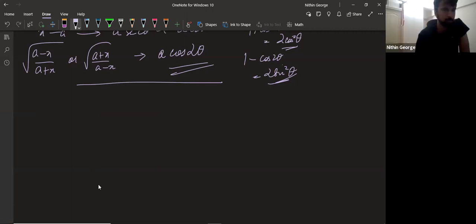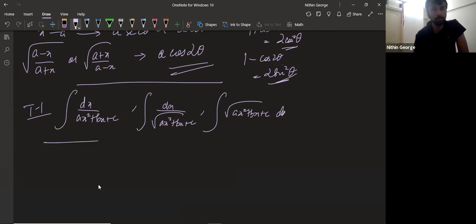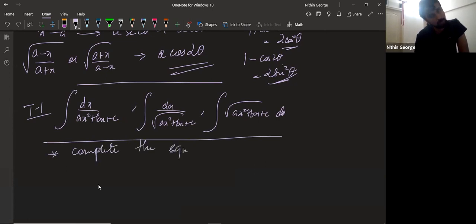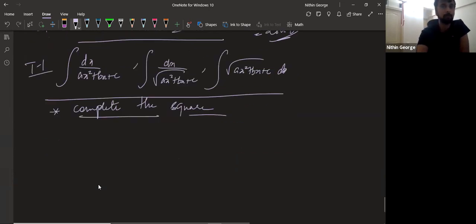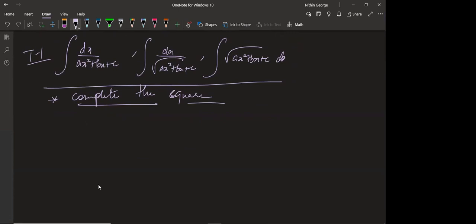Okay, so first type of questions. 1 by ax square plus bx plus c. x by ax square plus bx plus c. 1 by root of ax square plus bx plus c. How do you integrate these? Okay, the method is to complete the square. Okay, you guys know how to solve all these already? If you get anything like this, how would you solve it?